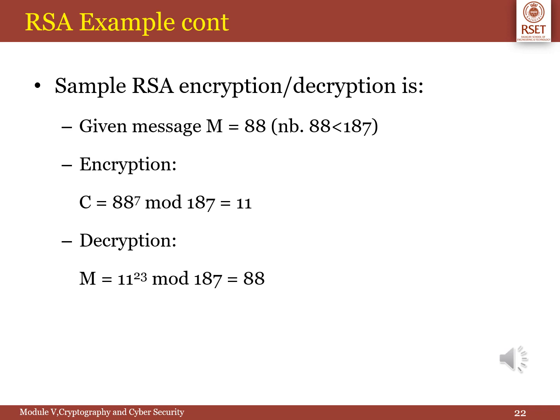Using the generated RSA keys, we are trying to encrypt the message and decrypt the same. The given message is 88. To encrypt the message, the ciphertext is formed as m raised to e mod n. Here the value of e is 7, so we have to do 88 raised to 7 mod 187, which is equivalent to 11. On the decryption side, we have to use our private key. Our private key is 23. So we have to perform 11 raised to 23 under the modulus of 187, which is equivalent to 88.